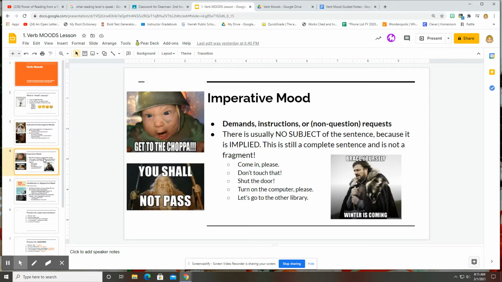So imperative mood demands something. They are non-questions or requests. There's usually no subject because it's the understood you or the implied you. So come in, please. That's imperative. Don't touch that. That's an imperative mood. It's like it's demanding. Imperative and demanding are synonyms. Turn on the computer, please. All of this is an imperative mood.